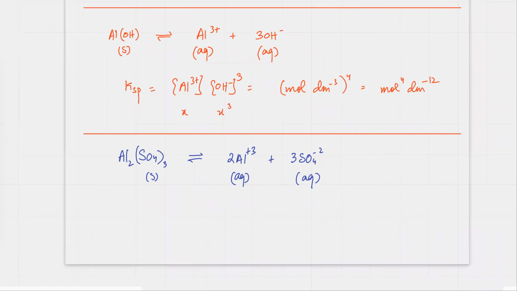Now, if you write the expression, it's going to be products over reactants. The reactant is a solid, so that's taken as 1. So it's just aluminum ions squared, and sulfate ions cubed, and the unit is going to be mole to the power 5, dm minus 15. It's concentration squared into concentration cubed. So basically it's concentration to the power 5. So that is what your expression for Ksp is.